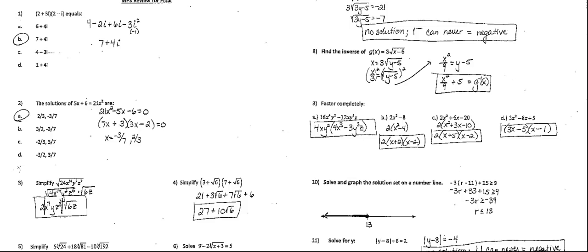On C, pull out a GCF of 2, then 2 factors of negative 10 that add to positive 3 are positive 5 and negative 2.